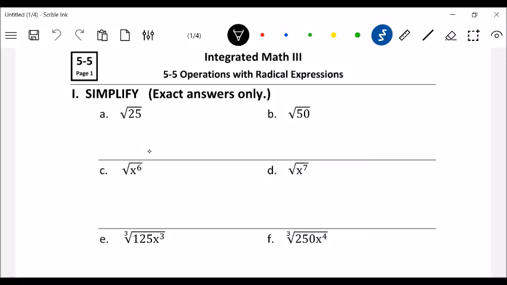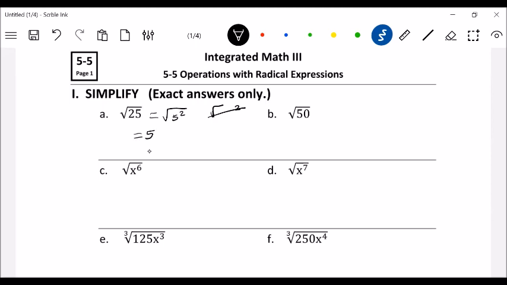We're dealing today with radicals, and let's look at doing a number of things with them. Simplifying means thinking of it as what the perfect square is that's inside it. That's 5 squared. And think that the square root and an exponent of 2 cancel each other out. So that means that the square root of 25 is equal to 5.